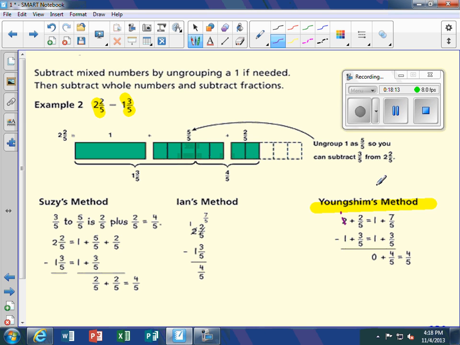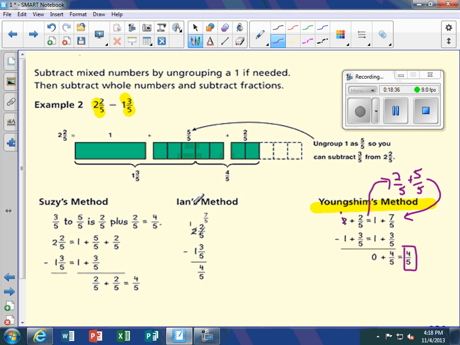So you had 2/5. So let me just pull this out. And you borrowed 5/5. So that's where they ended up with 7/5. And now you can subtract. 7 minus 3 is 4/5. Remember, you borrow from the 2, so you really only have 1 now. And 1 minus 1 is 0. And your final answer is just plain 4/5.